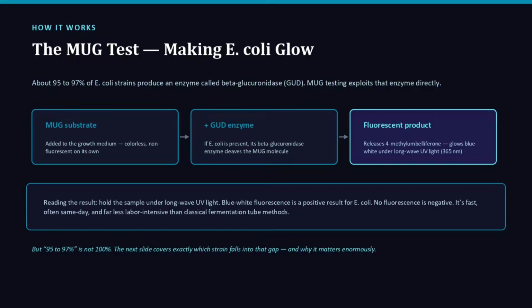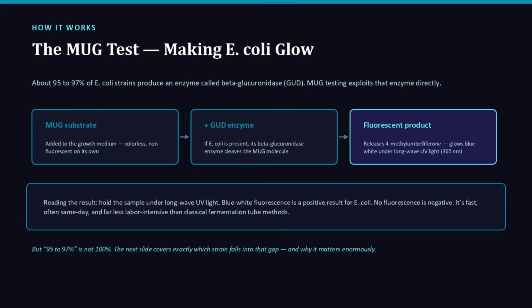First, mug substrate is added to the growth medium. On its own, it's colorless and non-fluorescent. Second, if E. coli is present, its beta-glucuronidase enzyme cleaves the mug molecule. Third, that cleavage releases a compound called 4-methylumbiliferone, which glows blue-white under long-wave UV light, specifically at 365 nanometers.